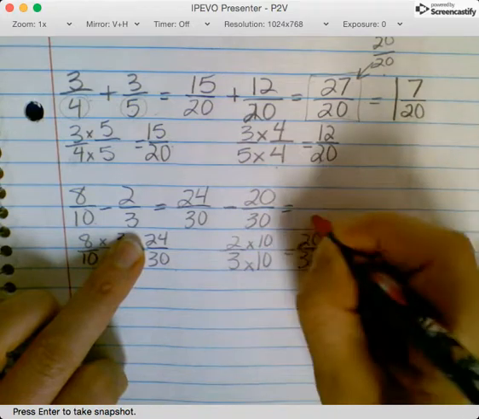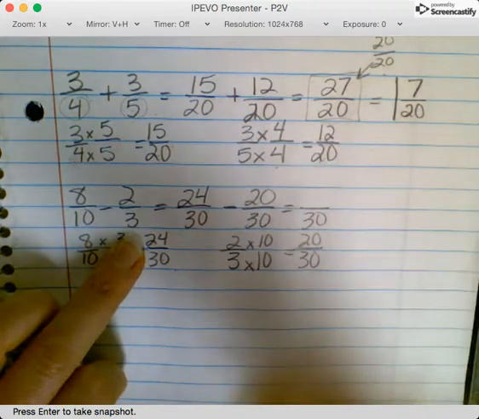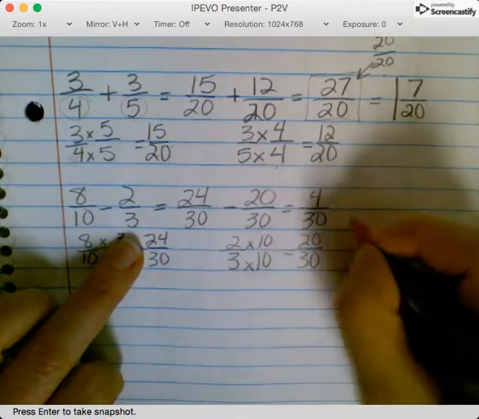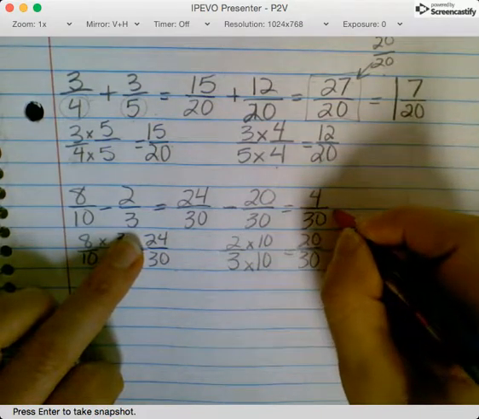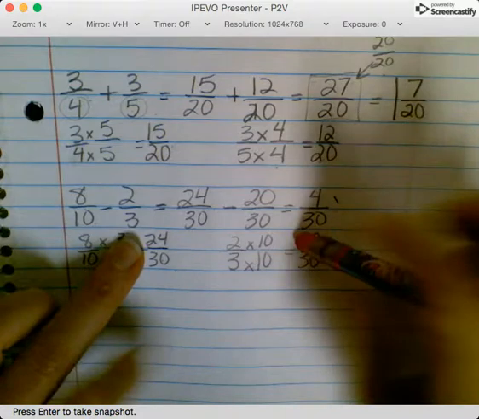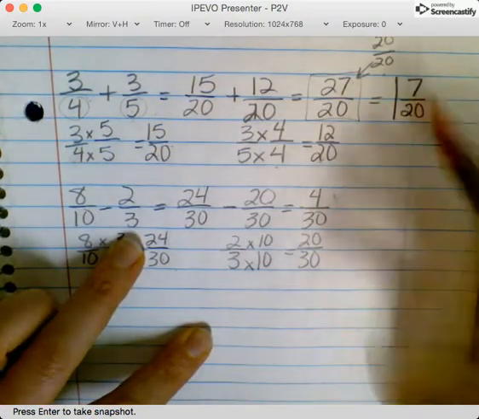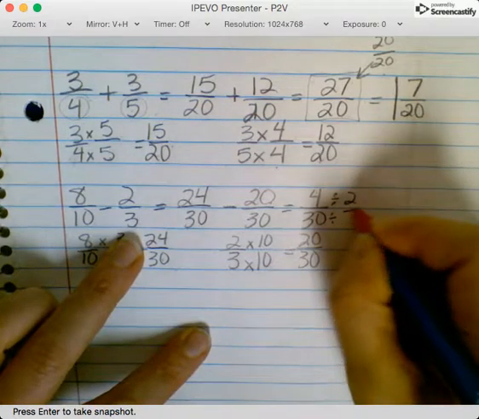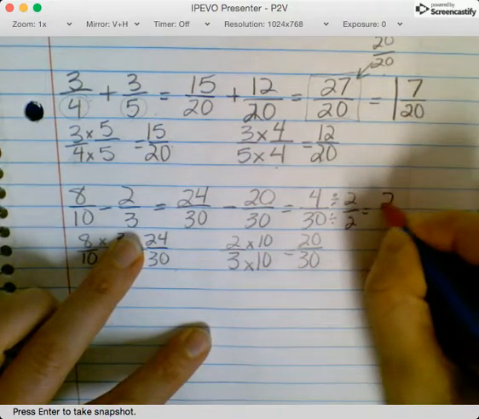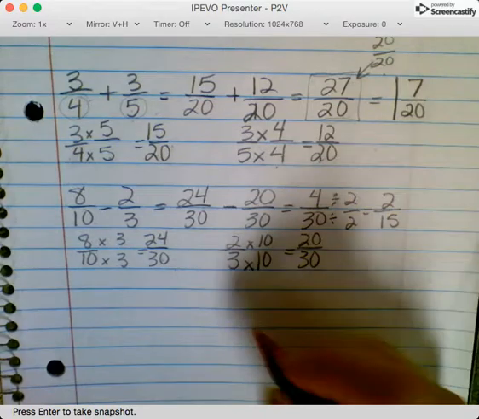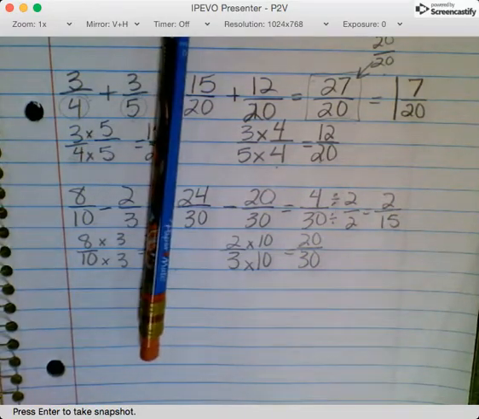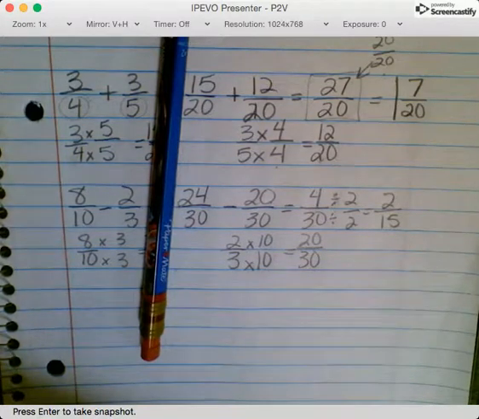Remember, the bottom number stays the same, so 30 would stay the same. 24 take away 20 is 4, and I can reduce: 4 and 30 can both be divided by 2, which equals 2/15. That's just a quick run through of how to add or subtract fractions with unlike denominators.